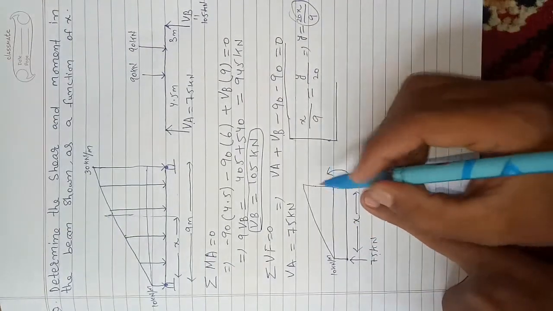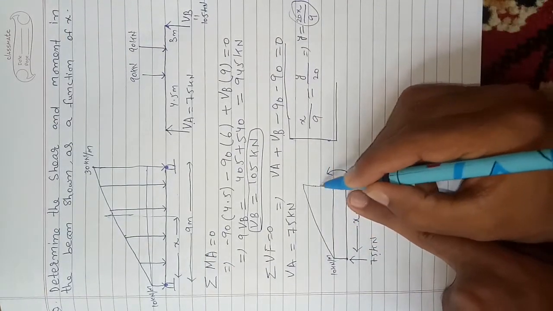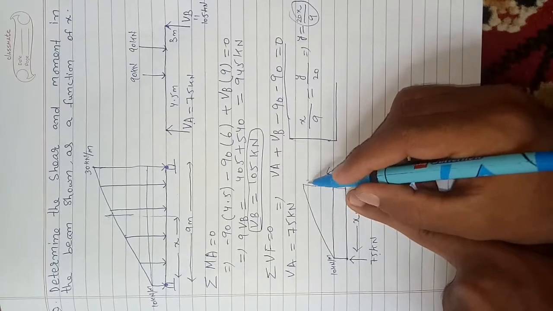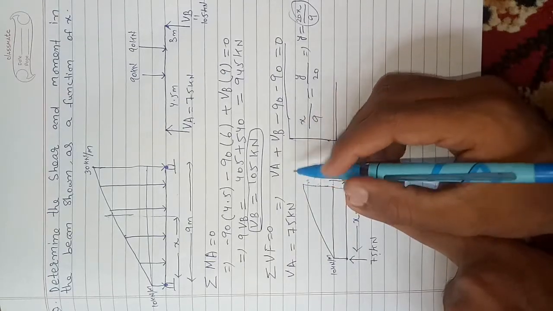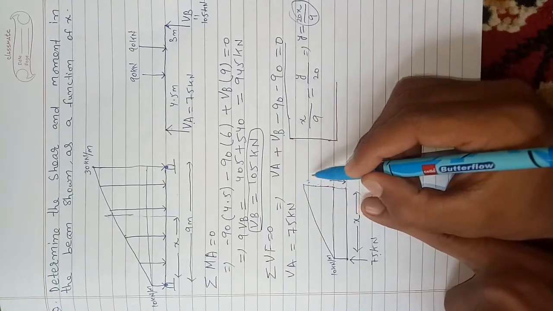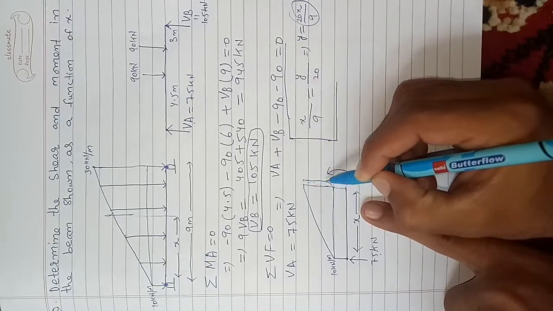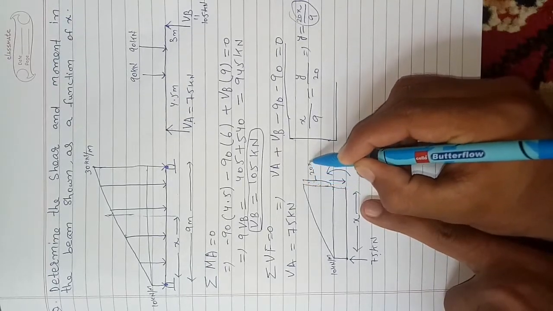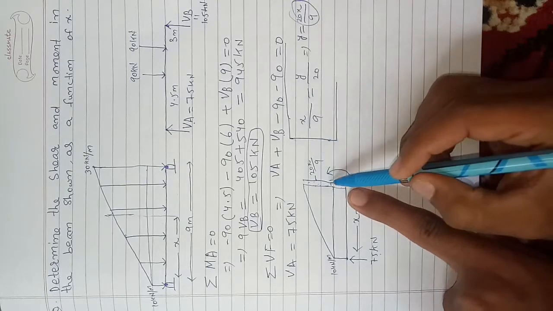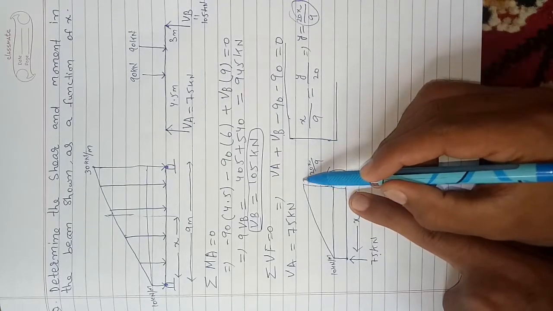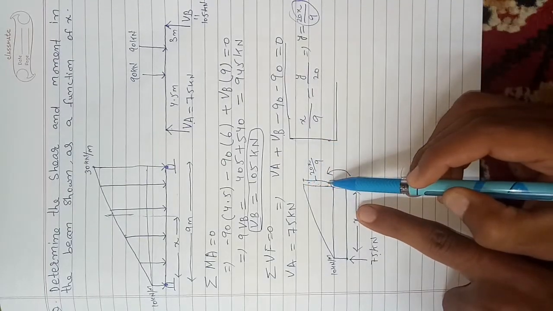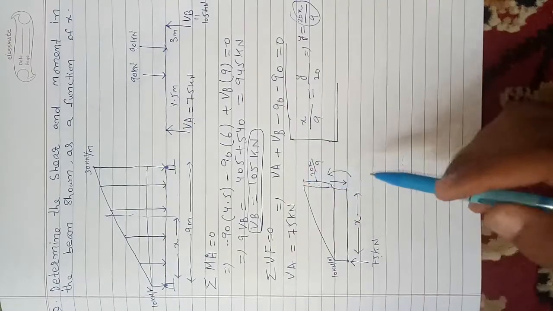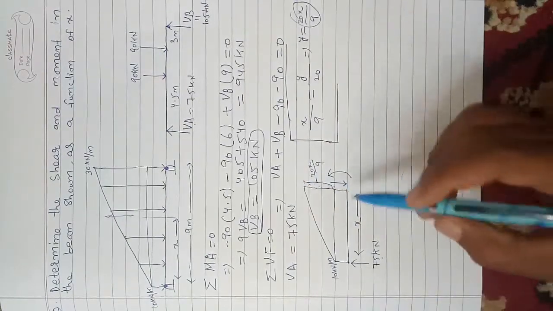So this whole will be 10 plus 20x by 9. So I can write this part as 20x by 9 and this is 10.